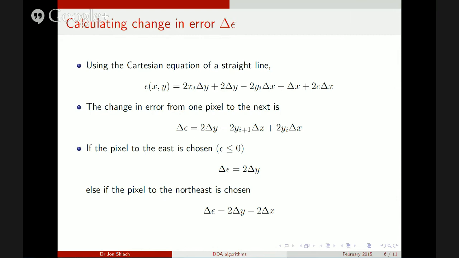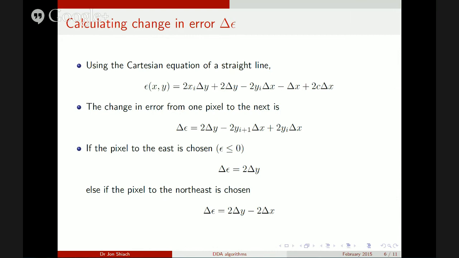So the change in epsilon is dependent upon whether I chose to render the pixel to the east or whether I went up one and went to the northeast. So what's the change in error? I know the error at this point. As I go to xi plus 1, how's my error going to change across this distance? That's going to be the error at the next point along.